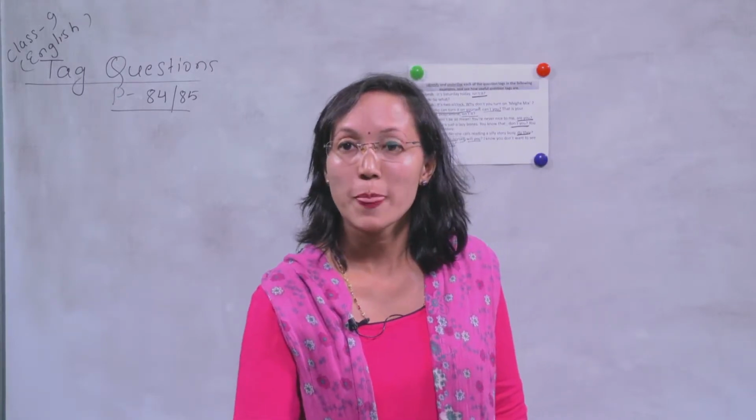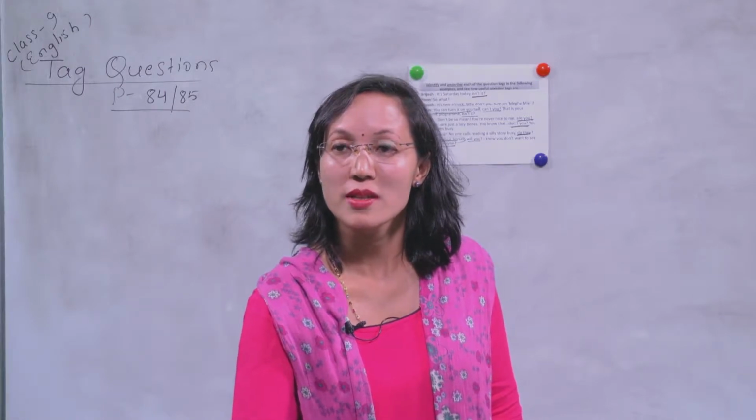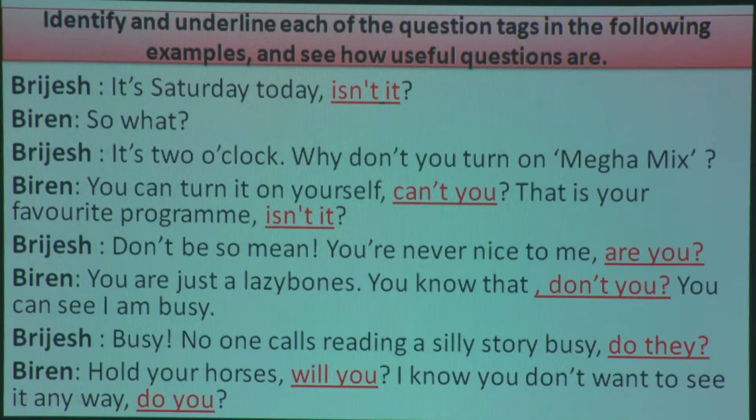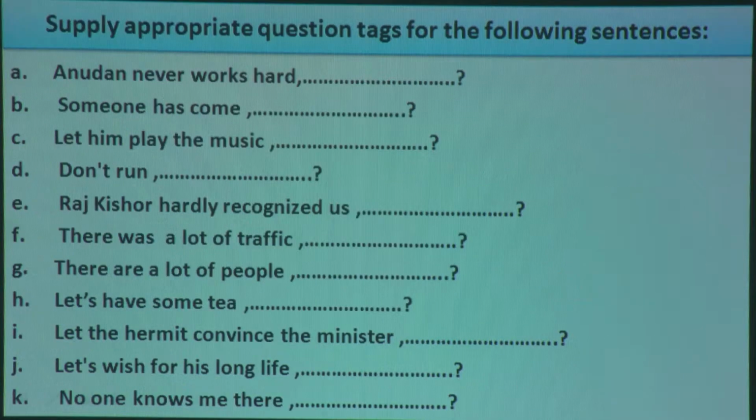Now next, so it's the one, right? The same slide I have underlined on the board here. Now the second exercise: supply appropriate tag questions, question tags, for the following sentences. So there are altogether A to K sentences there. Anudan never works hard. Someone has come. So let him play the music.